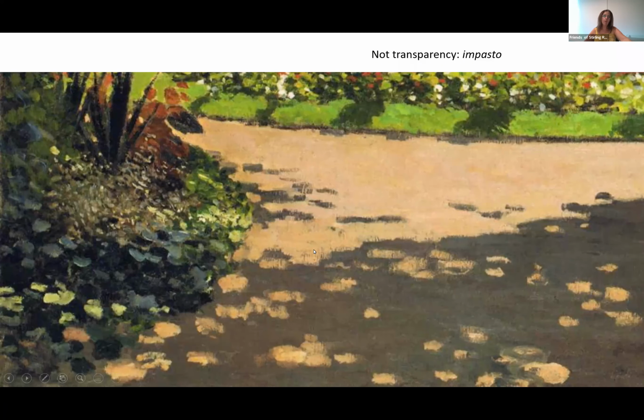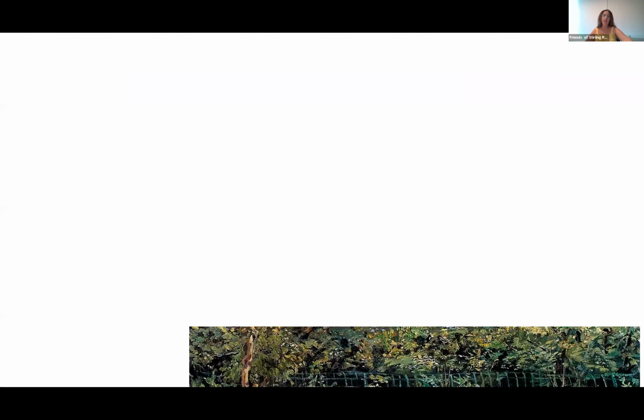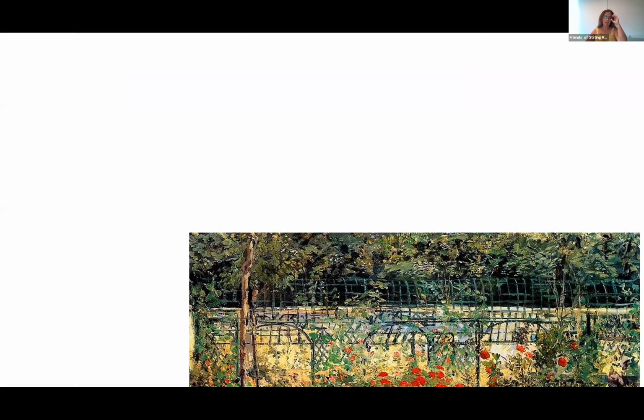So what they use also is impasto, which means that the pigment is very thick. They do not dilute the pigment. There's no transparency in their painting. And we see that characteristic in other artistic movements, but not in Impressionism.